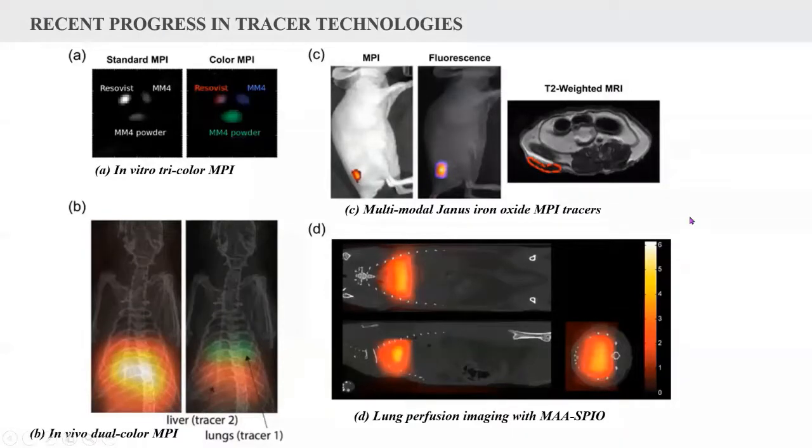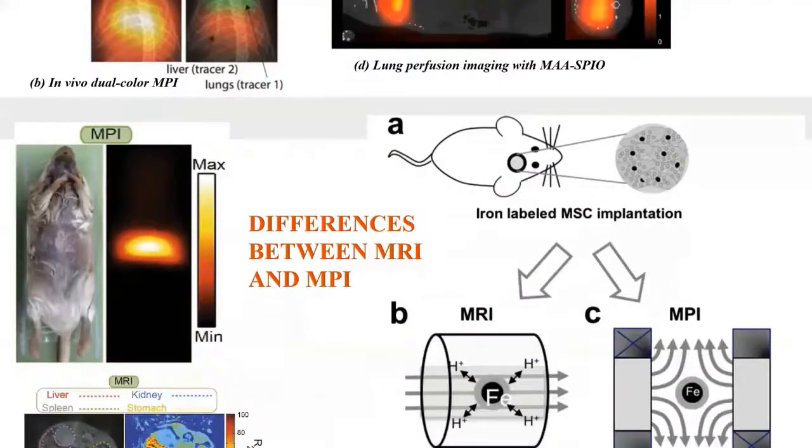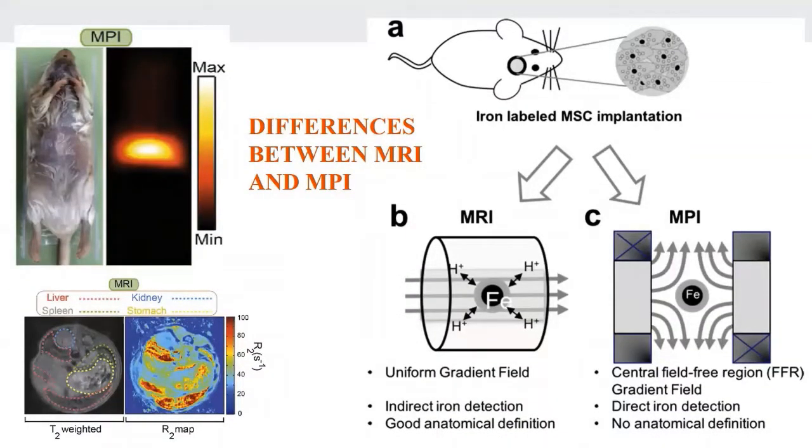In picture C, SPIO tracers can be designed for multimodality imaging. Mice were subcutaneously implanted with nanoparticle labeled cells and imaged under MPI, fluorescence, and T2 weighted MRI. In picture D, large macroaggregated albumin conjugated to SPIOs are mechanically trapped in the lung, allowing imaging of blood perfusion through the lung. MPI images are frequently layered with a CT, MRI, or X-ray image of the patient to show the tracer location in relation to organs or bone.